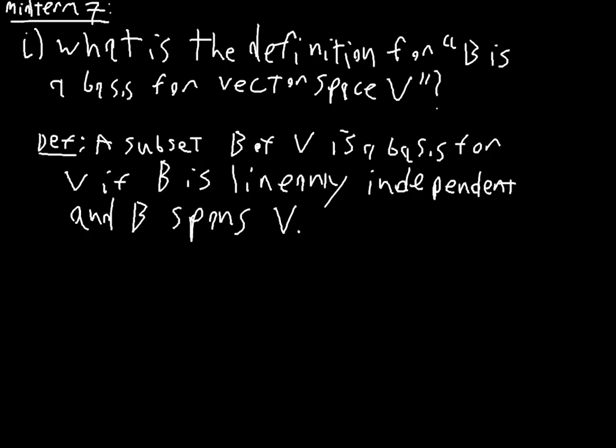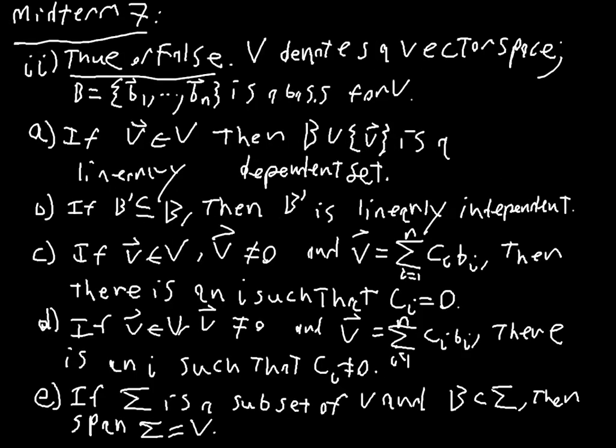Next question is a bunch of true and false. Let's go ahead and go through these one by one. The first one says that if I take some vector, let's start off. V is a vector space and B, or beta maybe, is a basis for V.